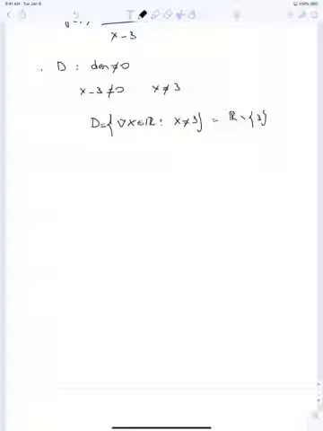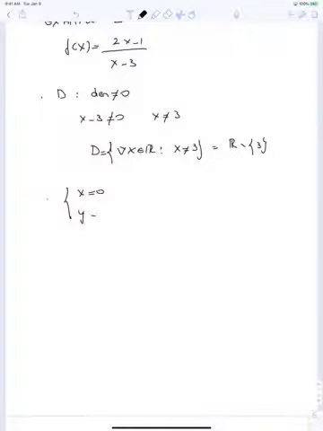Now we look at the intersections. So first we're going to put x equals 0. Well, now this is pretty straightforward because y is going to be equal to 0 minus 1 divided by 0 minus 3, which is equal to 1 divided by 3. So the first intersection is going to be p equal 0, 1 divided by 3.